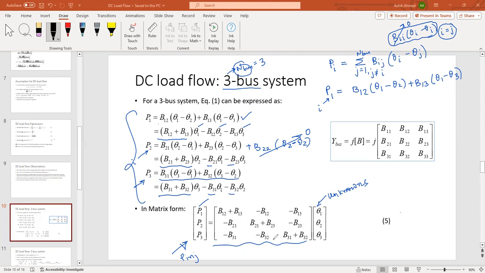Now, in the last class, we also mentioned how we are going to get these entries. These entries can be easily obtained from the knowledge of Y bus. But there is another way, so let me explain it today. One way I discussed in the last class: with the help of Y bus, we first form the Y bus matrix, and then using the entries of this Y bus, we formulate this B matrix. Another way to formulate this B matrix is this.